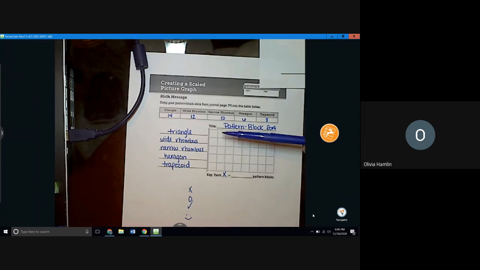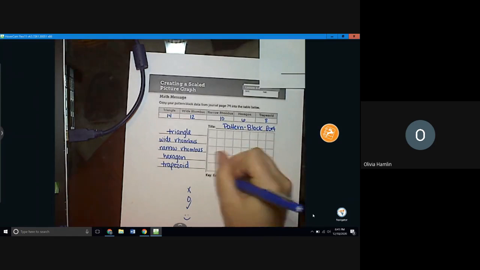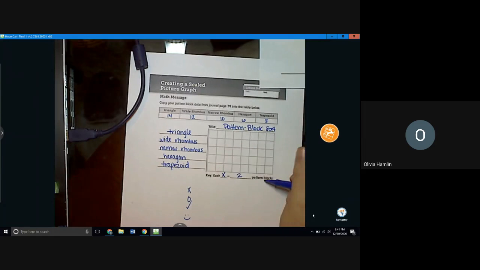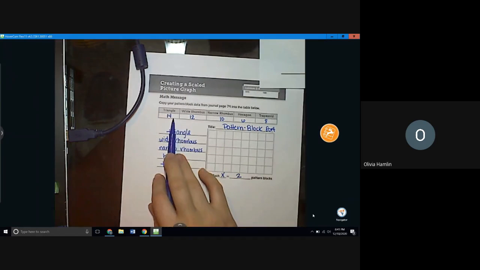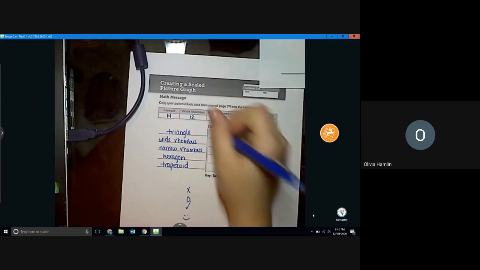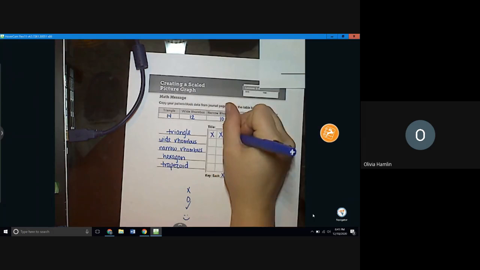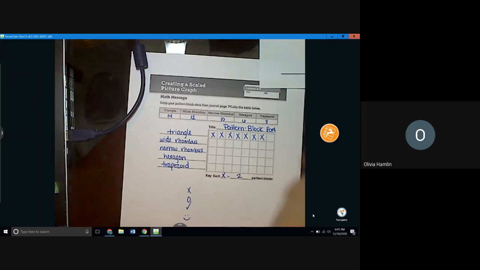Let's try intervals of 2. 2, 4, 6, 8, 10, 12, 14, 16. Intervals of 2, each X equals 2 pattern blocks, works because I would be able to graph all of these shapes. So each X equals 2 pattern blocks. Now I need to graph each of these and their total. 14, I need to graph 14. So if each X equals 2, I'm going to go 2, 4, 6, 8, 10, 12, 14.